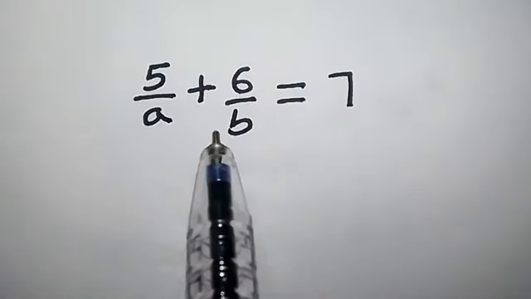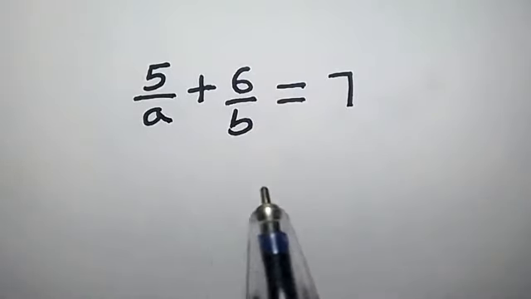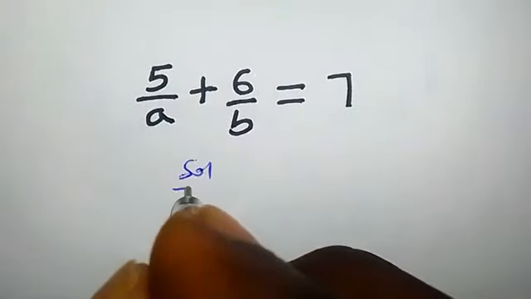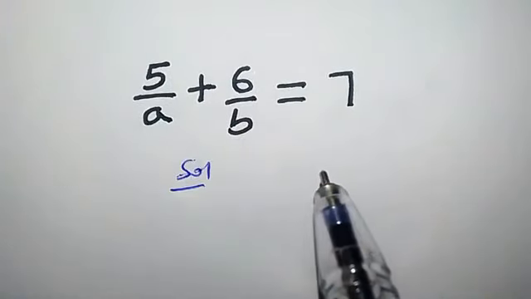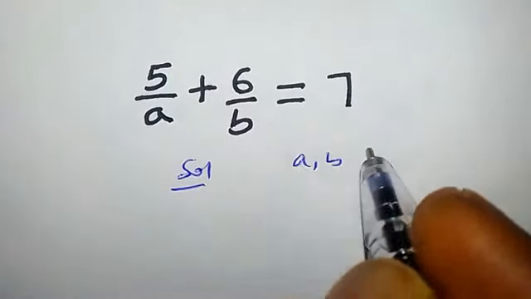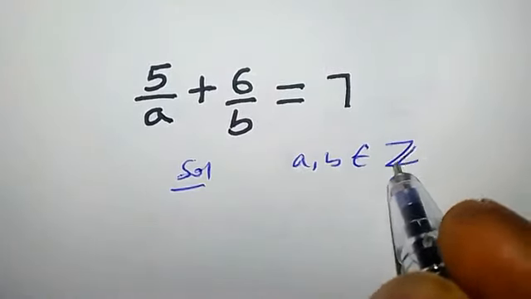5 over a plus 6 over b is equal to 7. How do we find the value of a and b? Solution. For this particular question, we find only the integer solution. That is, our values of a and b must belong to the set of integers.